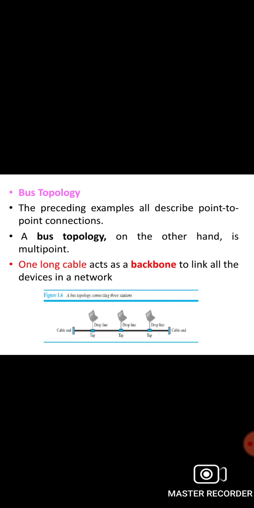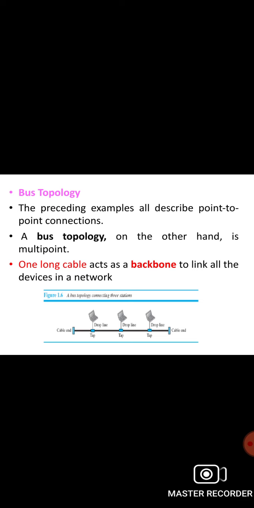And now let's move on to the next topology, called bus topology. This is the diagram which shows the bus topology. The preceding examples which we saw earlier all describe a point-to-point connection. Bus topology, on the other hand, is multipoint. One long cable acts as a backbone to link all the devices in a network.